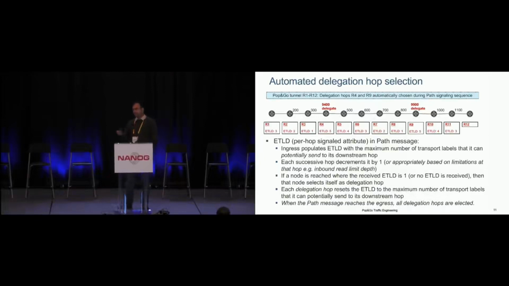It doesn't exactly get decremented. Every hop decrements and adds a new ETLD field in RRO, but for the sake of simplicity, just say it's decremented. When the ETLD field reaches R4, it becomes 0. So R4 says, I'm going to automatically select myself to be a delegation hub. And then he resets the ETLD to 5 because he says, I can potentially send 5 labels now on the stack. I can push up to 5 labels on the stack.